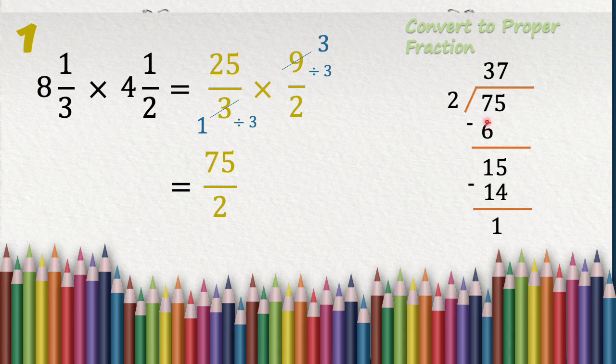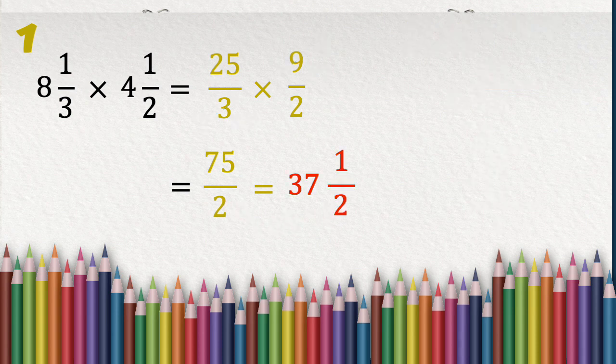So, mao na ni ato ang fraction, no? 37 is our whole number. 1, the remainder, will be our numerator. And 2 is our denominator. Or copy lang na siya sa given fraction. So, that's it. This is the product of 8 and 1/3 times 4 and 1/2 is equal to 37 and 1/2.